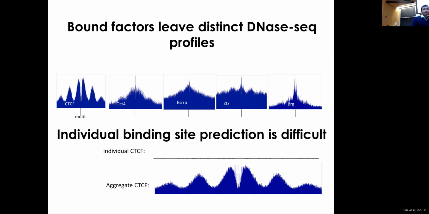So what would be the axis of this graph? The x-axis is the genomic axis, and the y-axis is the amount of DNA accessibility, just the number of reads. Great question. Any other questions?